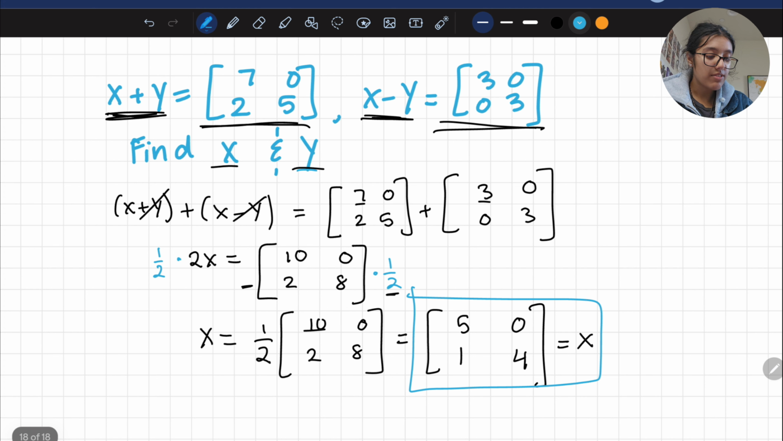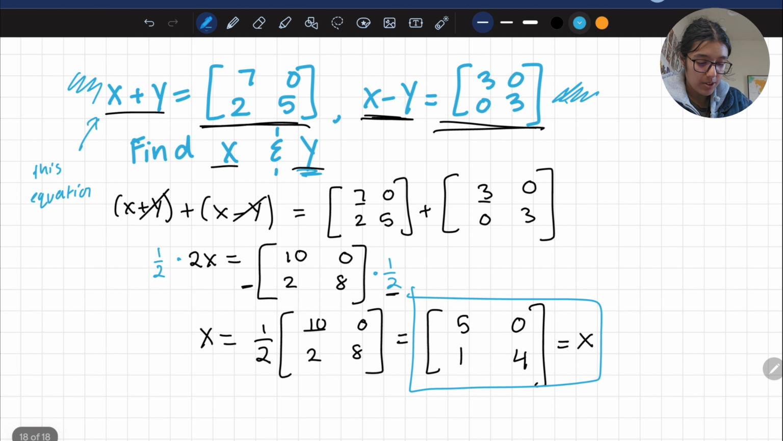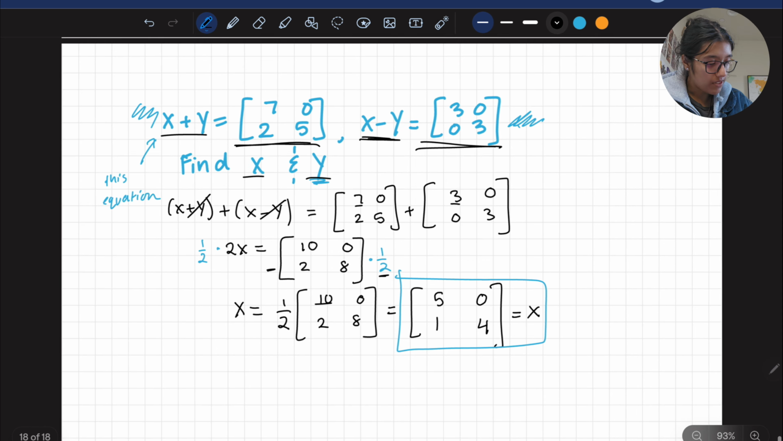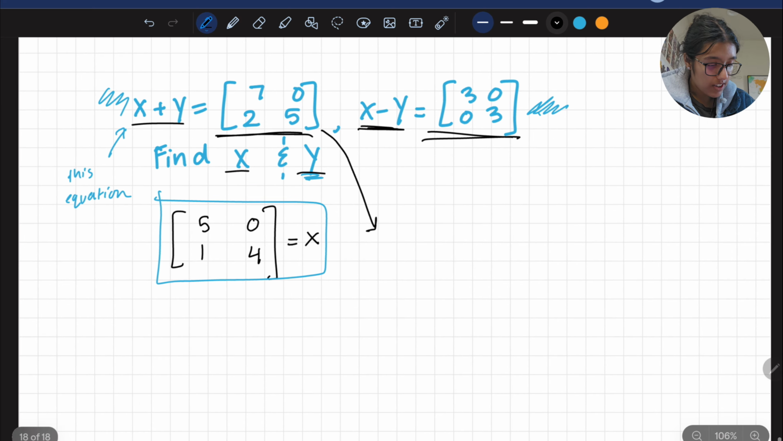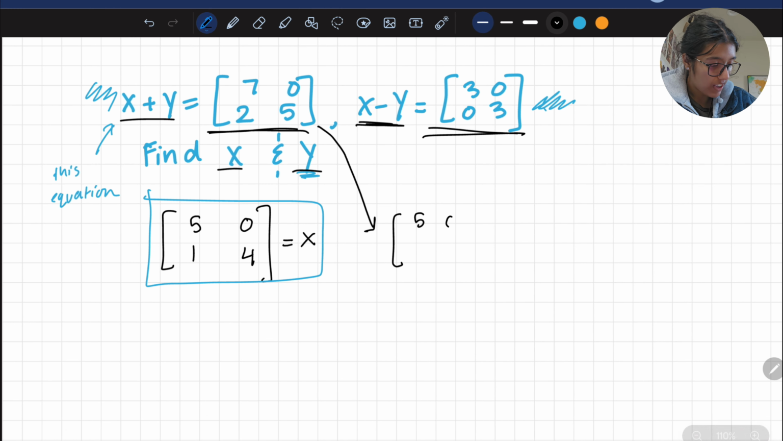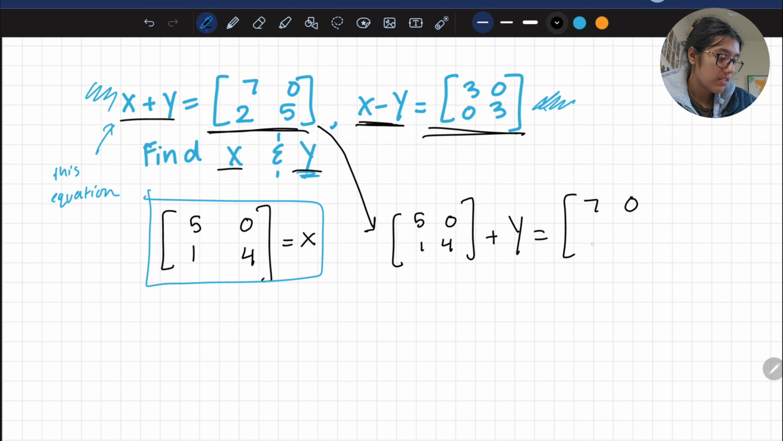But now we also have to find the value of y. So once again, like a regular system of equations, you can plug it into this equation or this equation. Let me actually plug into this equation because this looks a bit easier. Let me label this equation. So now let me erase most of this. So this is our value of x. Let us replace that. So we are left with 5, 0, 1, 4 plus y is equal to 7, 0, 2, 5.